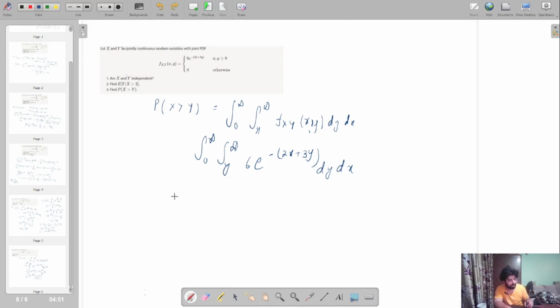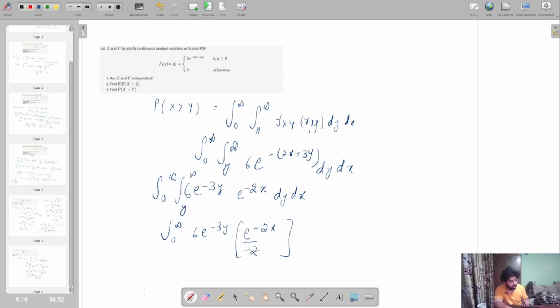So let us do one thing here. Let us integrate with respect to x first. If I integrate with respect to x, we will have 6e^(-3y) and e^(-2x) dy dx, with x ranging from y to infinity. Moving on further, we will have the integral from 0 to infinity of 6e^(-3y), and here I will have -e^(-2x)/2, with the limits y to infinity.